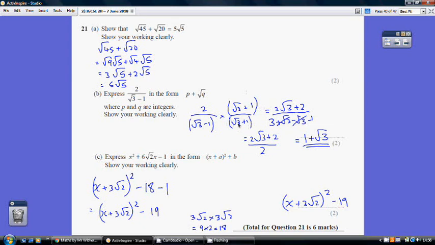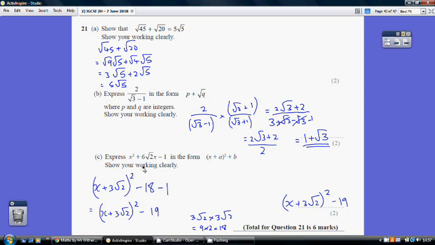Root 3 times root 3 is root 9, which is 3. Root 3 times 1 is plus root 3, minus 1 times root 3 is minus root 3, and minus 1 times the 1 is minus 1. Those 2 middle terms cancel out, plus root 3 minus root 3 is nothing, leaving us with 3 minus 1, which is 2 in the denominator. Now we can divide both terms in the numerator by 2. So 2 lots of root 3 over 2 is root 3, and 2 over 2 is 1. Writing it in the required format, we get 1 plus root 3.